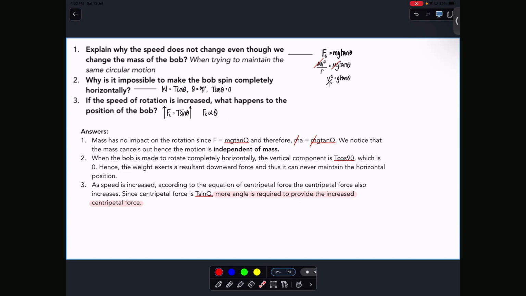So we'll be starting a new thing today. It's a generalized topic called vertical circular motion, and it's a little challenging. So it'll go here.